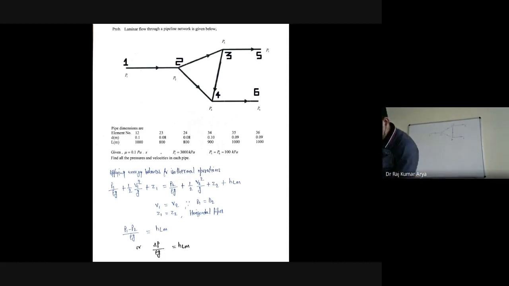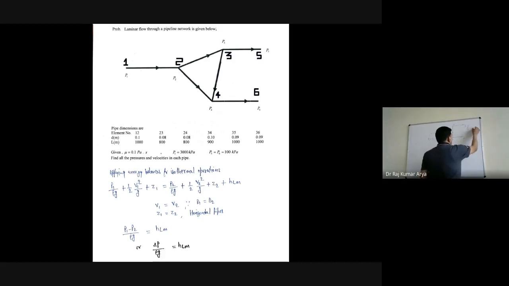It is given in this particular problem that your data is given to you, your length is given, and your pressure at point one is also given. The pressure at point one is 3000 kilopascal. Pressure at points 5 and 6 is 100 kilopascal, meaning that is the atmospheric pressure. P5 is 100 kilopascal, and P6 also is 100 kilopascal. So you have the pressure at all these points.